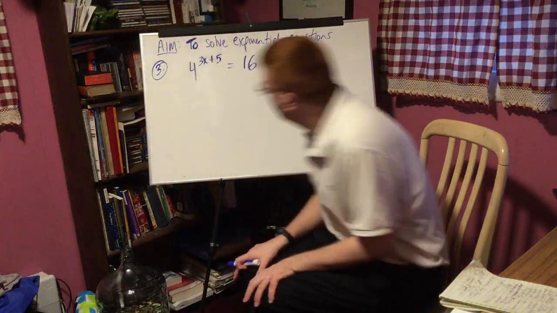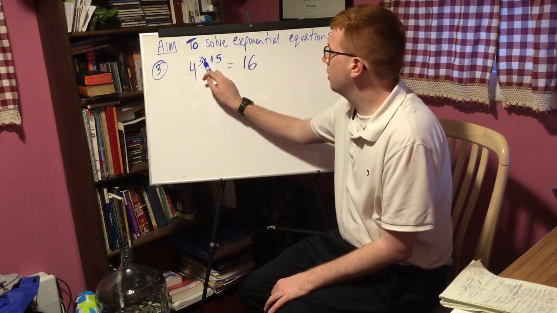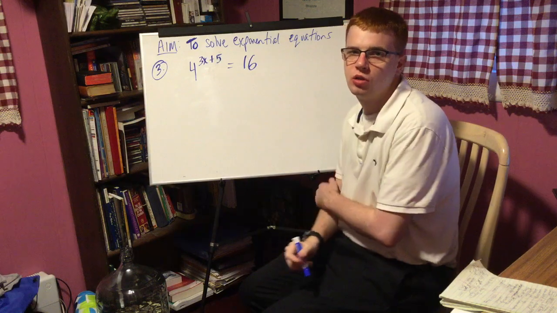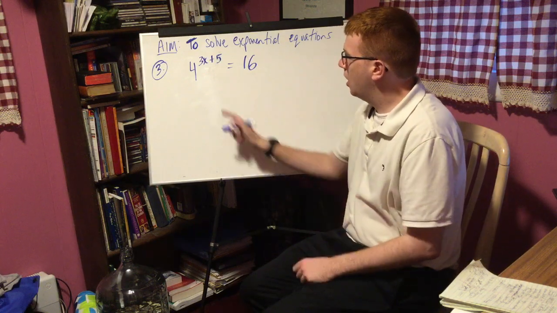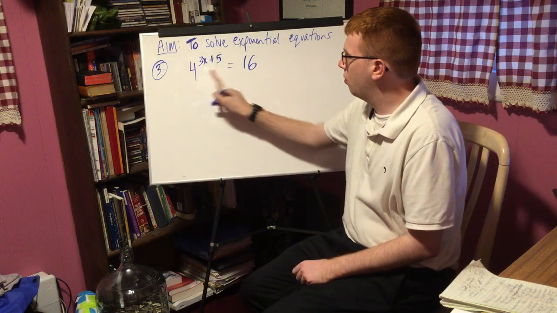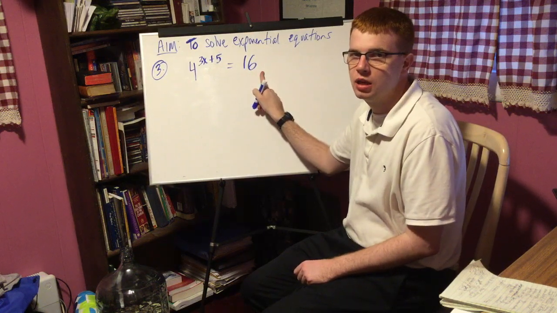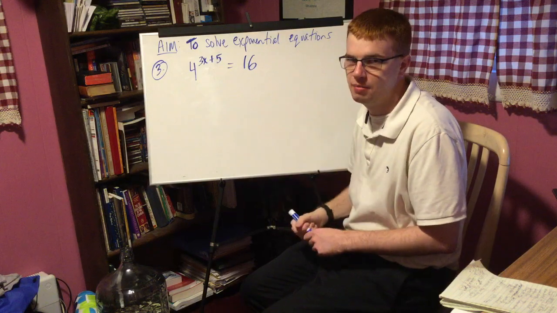Here's more on solving exponential equations. Number 3. 4 is being raised to the 3x plus 5 power, and it's equal to 16. Again, we want to make sure that we have a common base. I'm looking at the base over here, which is 4, and I'm thinking, is there a way of me expressing 16 in a different way that utilizes that same base?